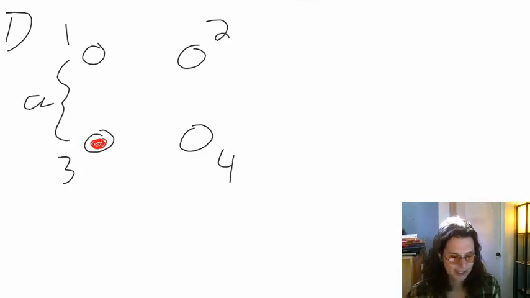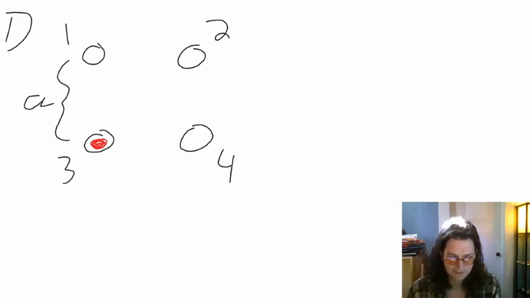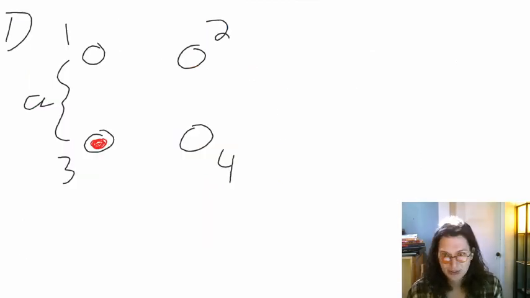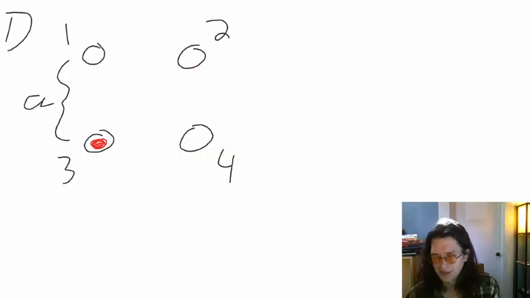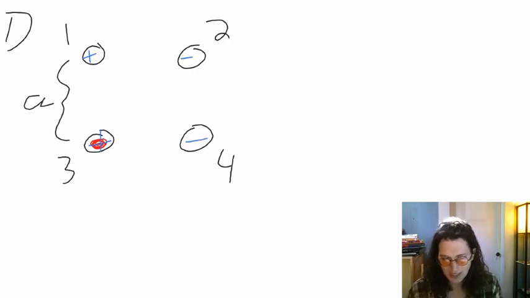Our rule says that each of the other 3, particles 1, 2, and 4, will exhibit a force on particle 3. As I mentioned, our first step is to assign the directions to the forces using our sign convention. First, we need to determine if these charges are positive or negative. I don't care about the actual numbers just yet. I just want to know what's positive and what's negative. So 1 is positive, 2 is negative, 3 is positive, 4 is negative. If I have the same sign, it'll be a repel. If I have opposite signs, it'll be an attract.